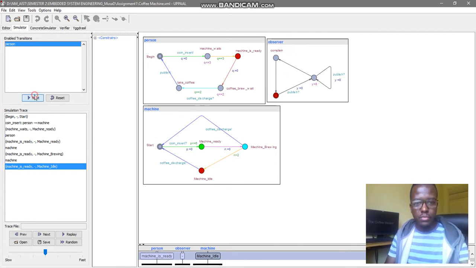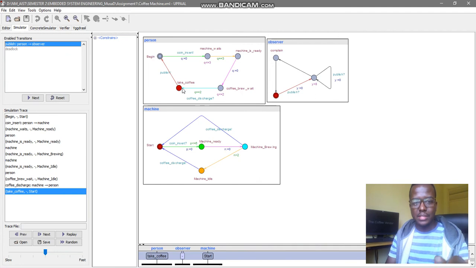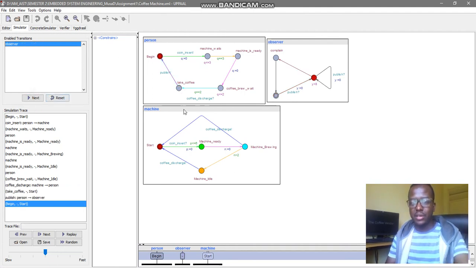So now you can see the person automaton moving to a state where the person has to take the coffee, while the machine on the idle state also moves into a synchronization state, that is, coffee has to be discharged. Once a person has taken the coffee, the machine goes into a start stage, where it is ready to wait for any other coffee making process, and also the machine now moves into a publish channel, where it commands the observer to start publishing.